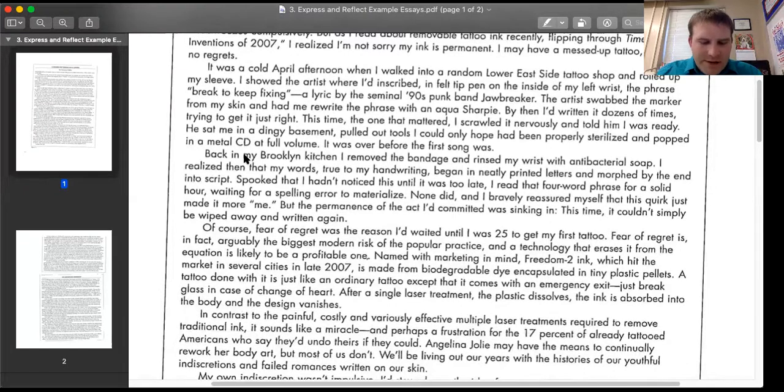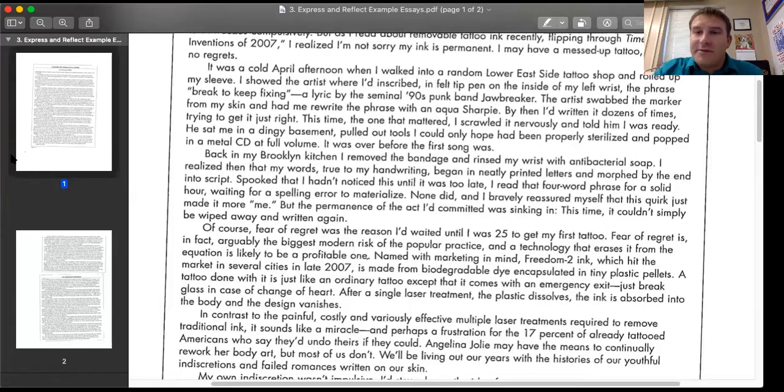Back in my Brooklyn kitchen, I removed the bandage and rinsed my wrist with antibacterial soap. I realized then that my words, true to my handwriting, began in neatly printed letters and morphed by the end into script. Spooked that I hadn't noticed it until it was too late, I read that four-word phrase for a solid hour, waiting for a spelling error to materialize. None did, and I bravely reassured myself that this quirk just made it more me. But the permanence of the act I had committed was sinking in. This time I couldn't simply be wiped away and written again.